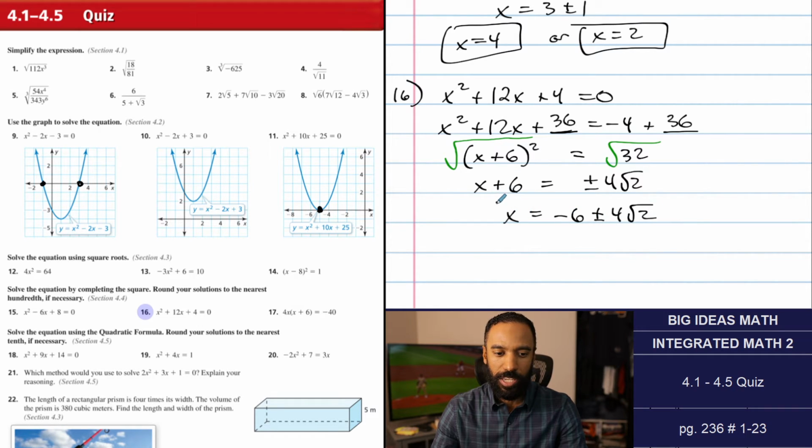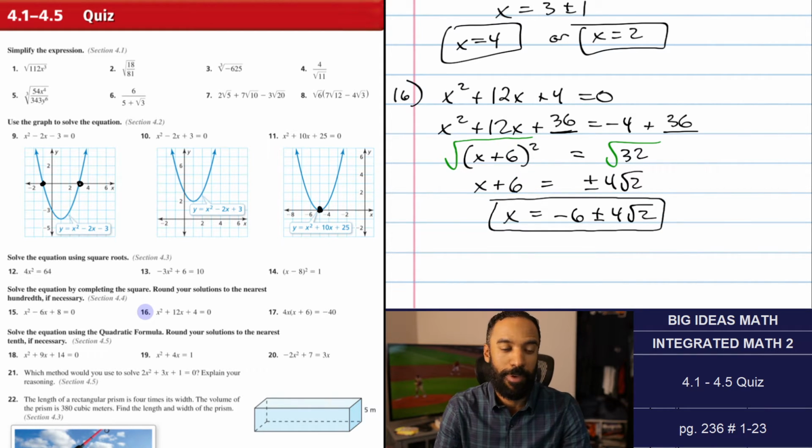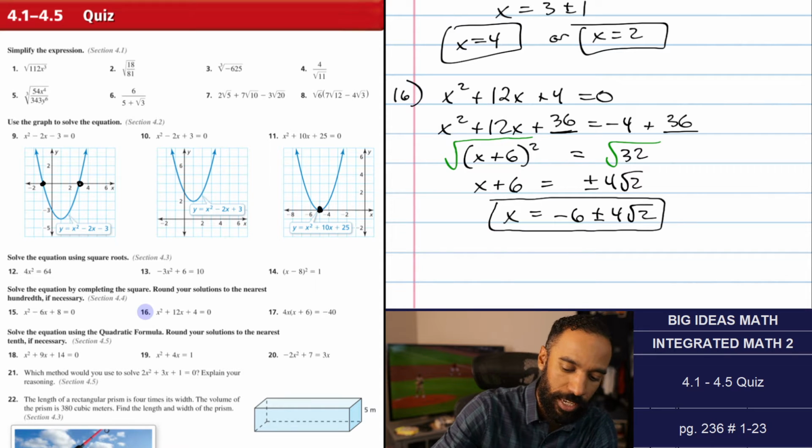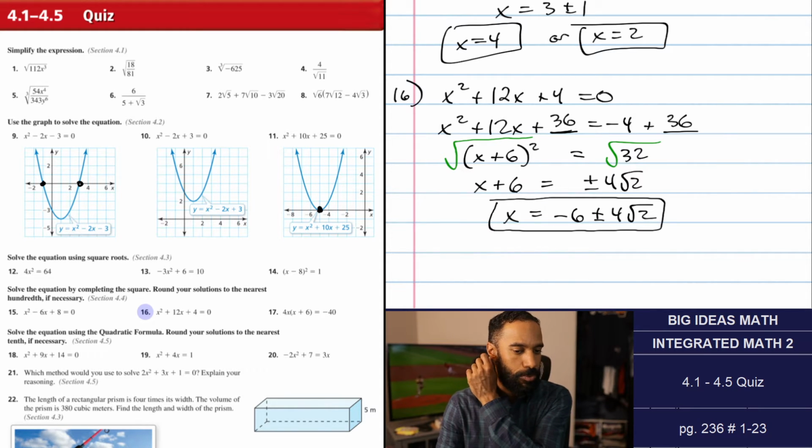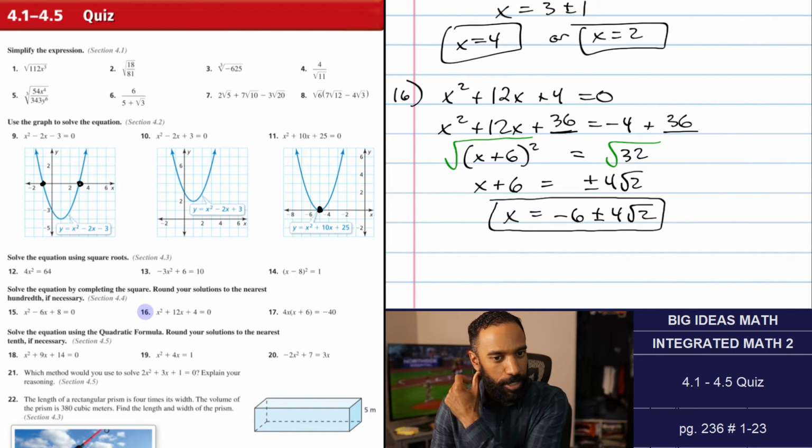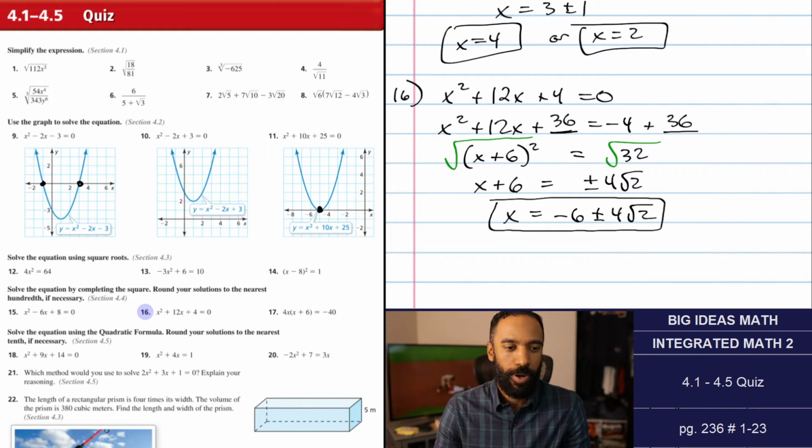Now they do ask us to round our solutions to the nearest hundredth if necessary. I suppose this is that necessity. I don't have my calculator out. Let me get it. One second. Got to get my TI-83 virtual emulating calculator. And I'm going to do it in my calculator.